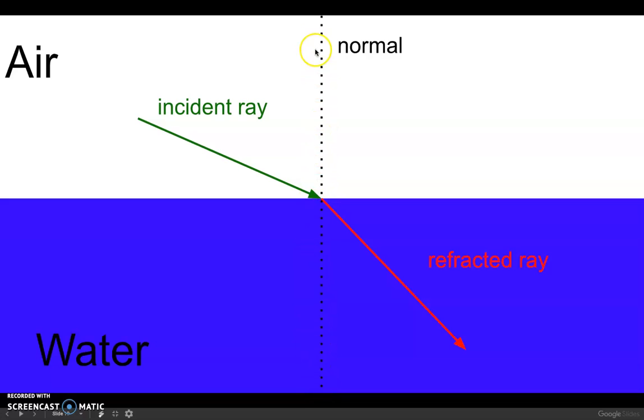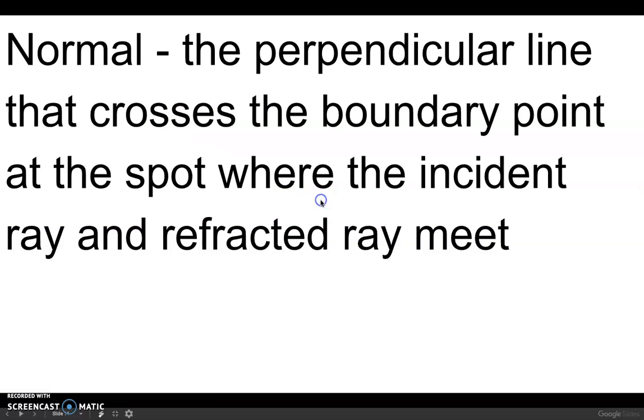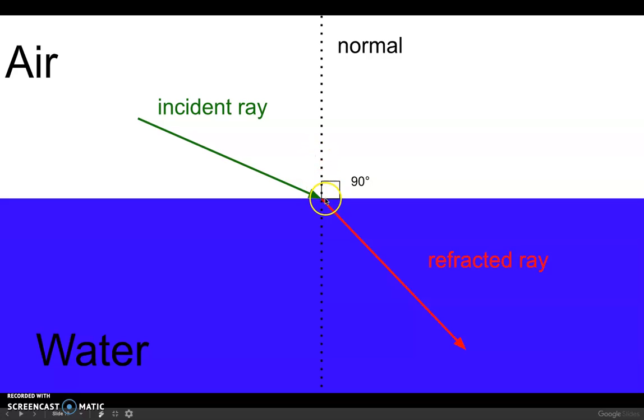Normal, remember that's just that line that we draw where the incident ray meets the refracted ray. Normal is the perpendicular line that crosses the boundary point at the spot where the incident ray and the refracted ray meet. Perpendicular, what does that word mean? Well, it means it comes at a 90-degree angle. So the line has to go through where the incident ray meets the refracted ray, and it's got to be at a 90-degree angle to the boundary.